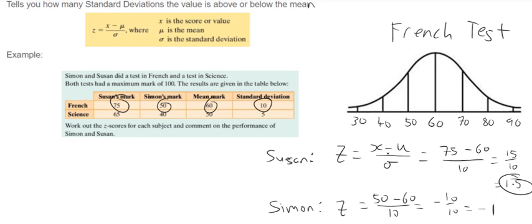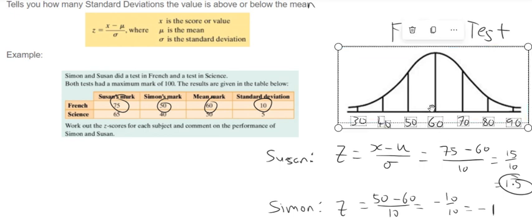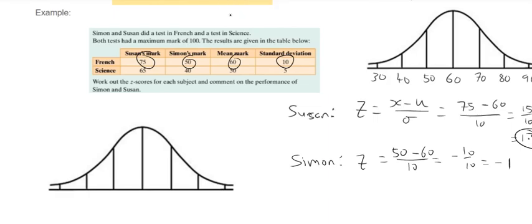Let's look at the science test now. So I'm just putting in a blank normal distribution again. So here we see that the mean is 50. So therefore 50 in here. And it says the standard deviation here is 5. So therefore each line here will jump by 5.